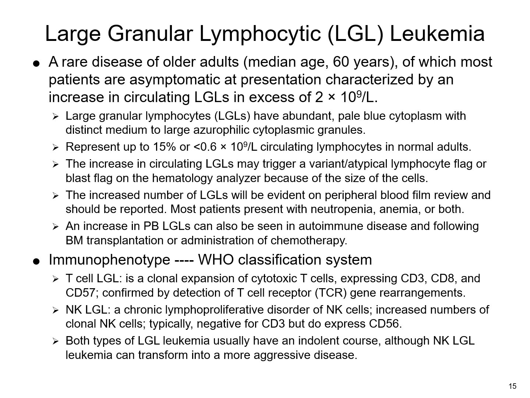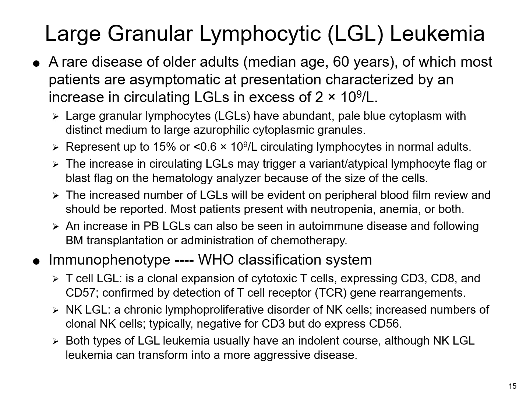And if there is an increased number, it will be evident on the peripheral blood smear review, and it should be reported. Most of these patients will present with neutropenia or anemia or even both. An increase in these cells on that peripheral blood can also be seen in some of your autoimmune diseases, following a bone marrow transplant, or if a patient is receiving chemotherapy.